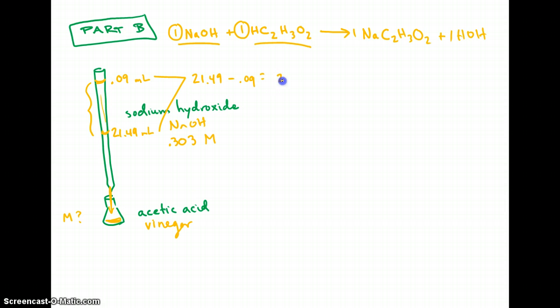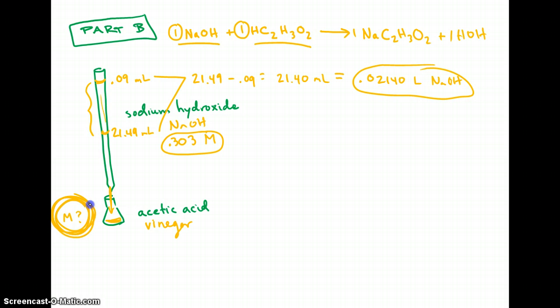That comes out to be 21.40 milliliters, but I want that in liters, so I go 0.02140 liters of sodium hydroxide. All right, so now I know how much base I used, and I know the molarity of the base. Two things I know about the base. The only unknown I have is the molarity of the vinegar. That's the entire point of part B.